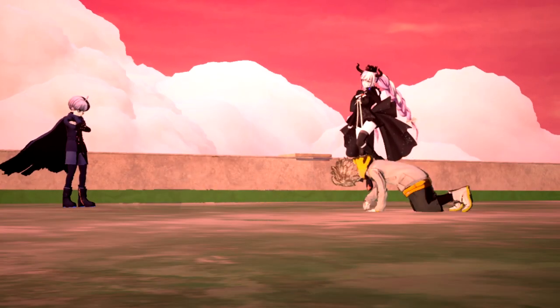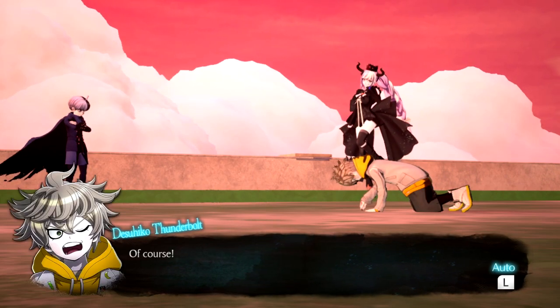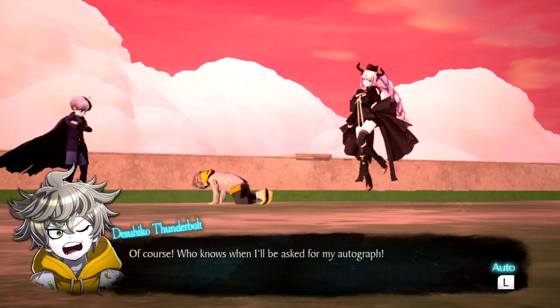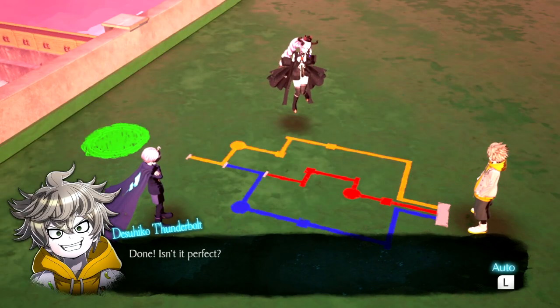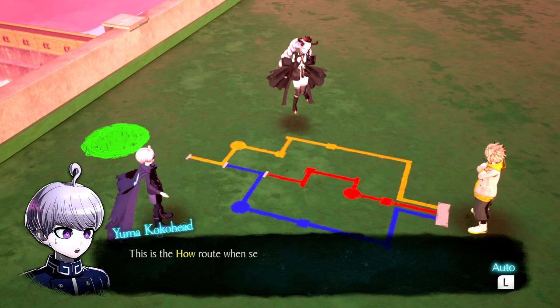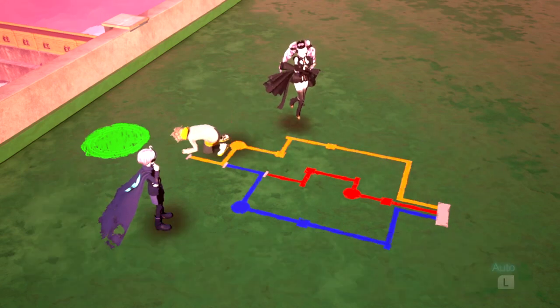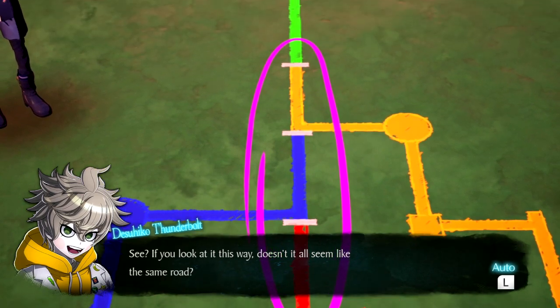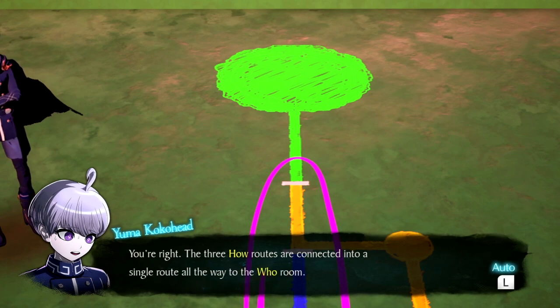Pencil! A pen? You carry that around with you all the time? Of course. Who knows when I'll be asked for my autograph? Oh, Lord. Done. Isn't it perfect? I'm just as good at drawing maps as I am at remembering a pretty face. This is the how route when seen from above, right? What about it? Well, this is a dungeon, right? So maybe there are some secret paths in here. Secret paths? See? If you look at it this way, doesn't it all seem like the same road? You're right. The three how routes are connected into a single route all the way to the Who room.